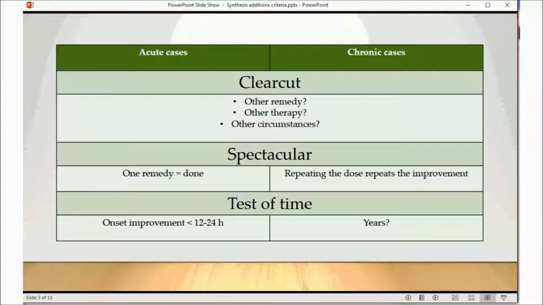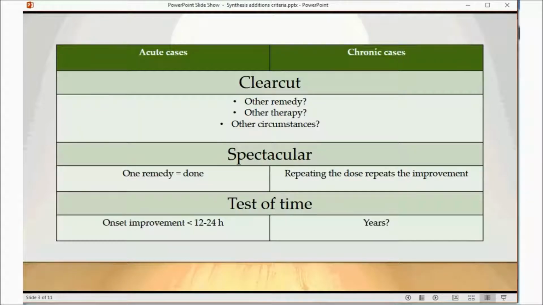And like this, we build a famous curve, where the patient overall has these steps of improvement each time after repeating the dose of the same remedy. This is a very spectacular improvement of a chronic case, and it clearly shows that every time that improvement is linked to giving the remedy and not to whatever external circumstances.